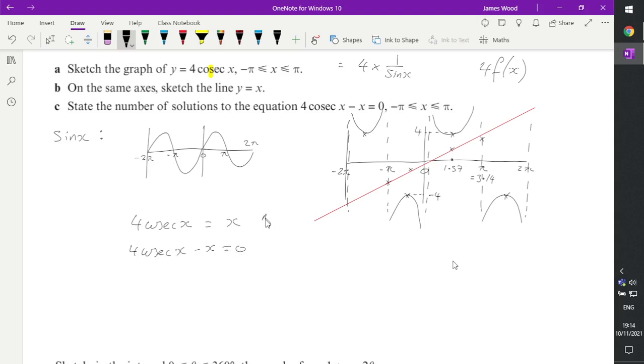Okay. So this has got no solutions because there's no intersections. So therefore this has also got no solutions. Okay. So between minus pi and pi, there's actually no solutions to that equation. Beyond pi, there probably is, because this graph obviously keeps repeating itself, so they will eventually intersect, but not in that limit.